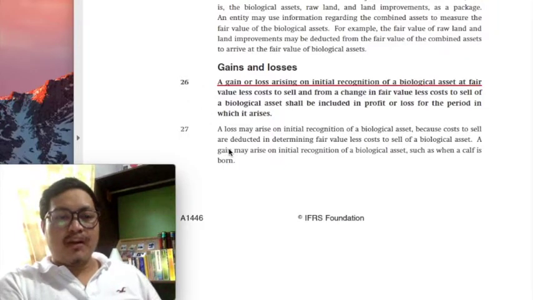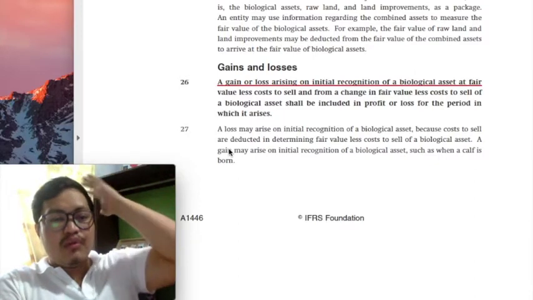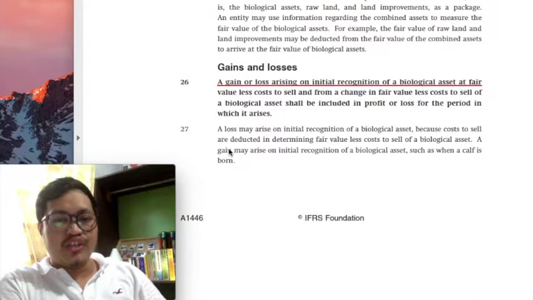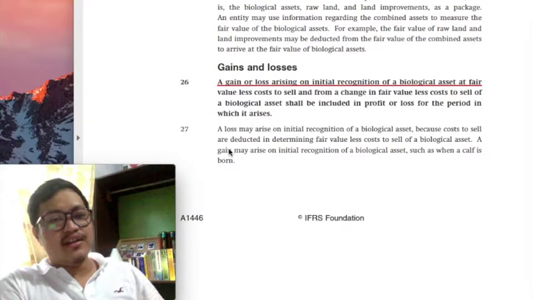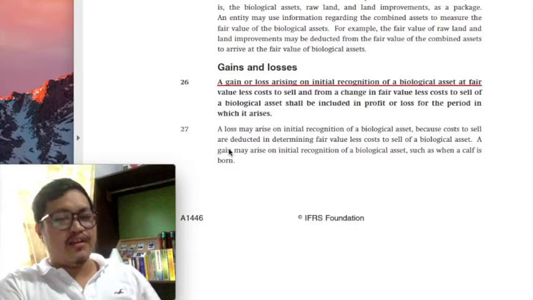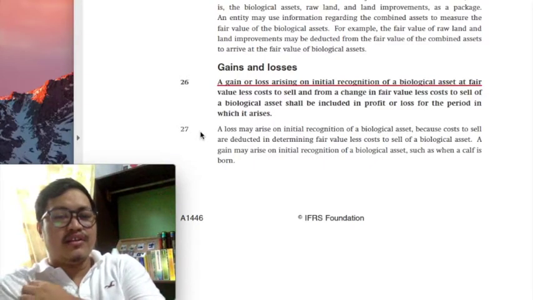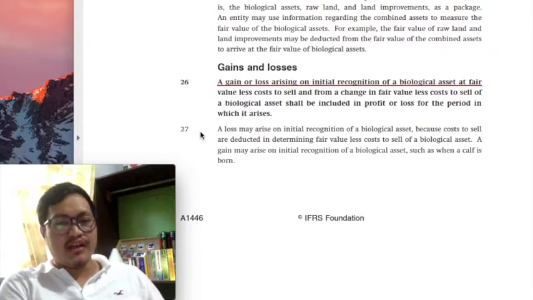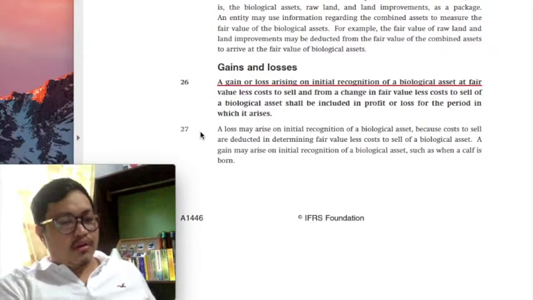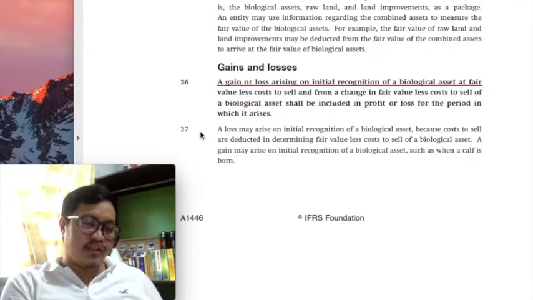Okay. Paragraph 27, class, gives us an example as to why will there be a gain or loss, class, even on initial recognition. A loss may arise on initial recognition of biological asset because costs to sell are deducted in determining fair value less cost to sell. We've mentioned this already earlier. However, a gain may arise, class, on initial recognition of a biological asset, such as when your farm animal gives birth to another biological asset, class. The newly born biological asset, class, would have to be recognized additionally.